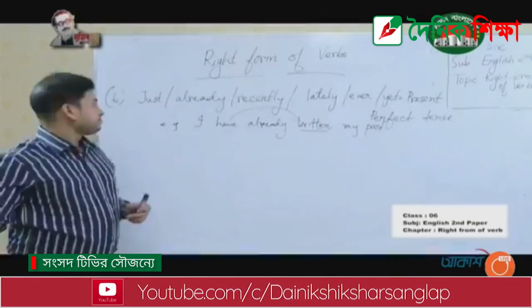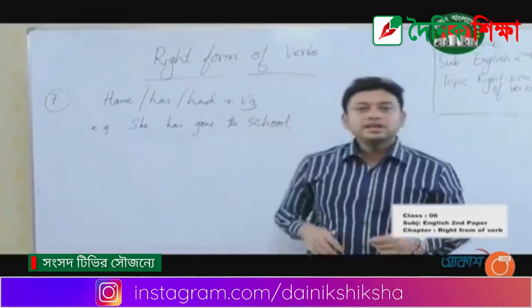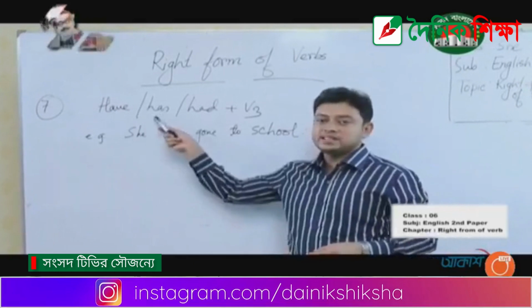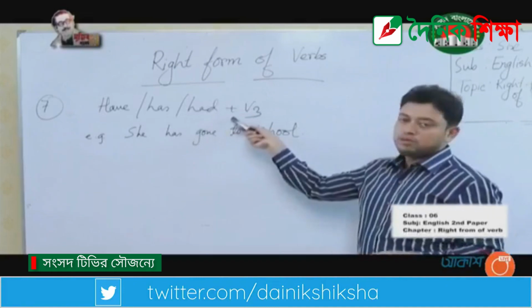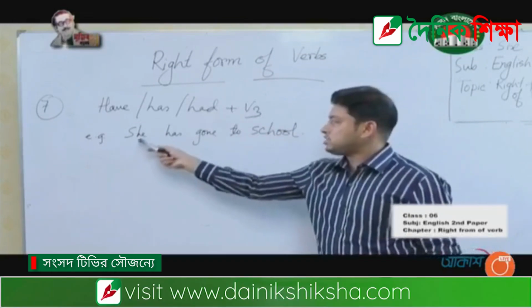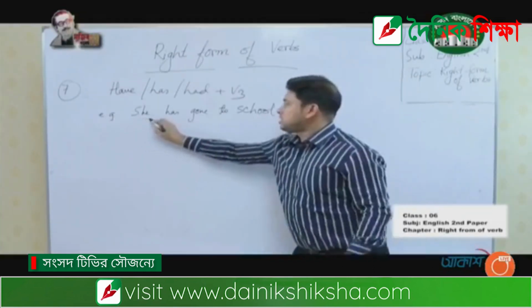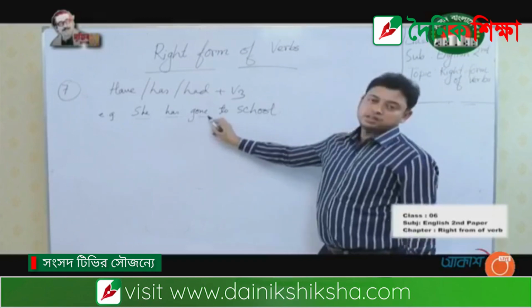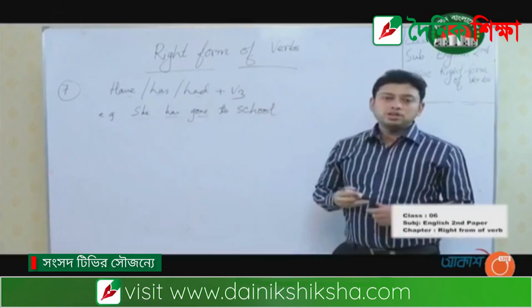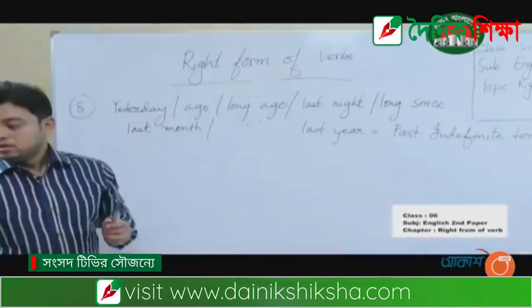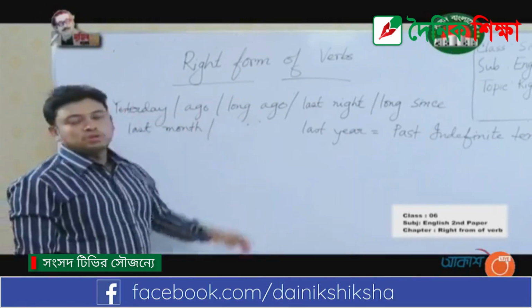Now rule 7. This is a very easy rule, but very important. Remember, in the English language, if there is have or has or had, after any of these the verb will be V3. So the example is, she has gone to school. She is the subject here, has, then the V3. Because we know that according to the rule, after have or has or had there will be the past participle form of the verb.